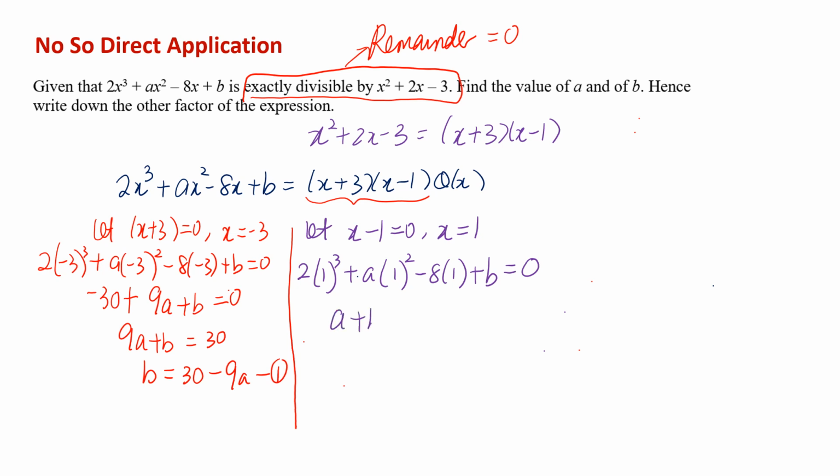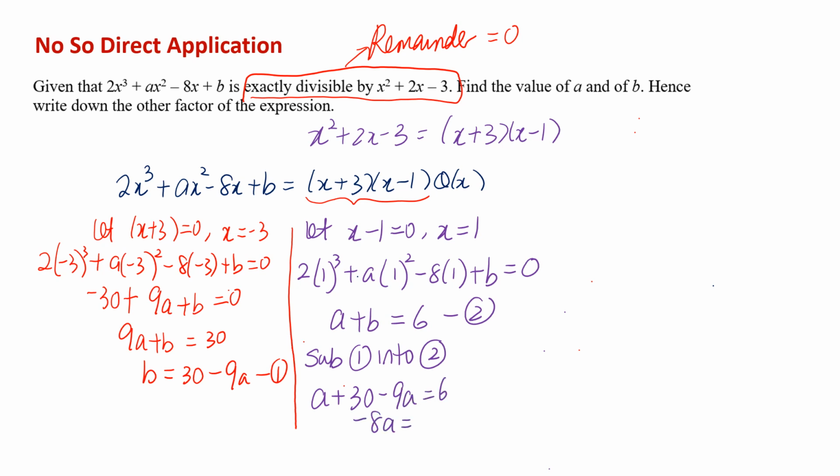Okay, let's simplify it. 2 minus 8 will be negative 6. Negative 6, you get it over to the other side, will be positive 6, equation 2. Alright, so we're going to sub 1 into 2 and see what happens. A minus 9A will be negative 8A, negative 24. A will be 3.